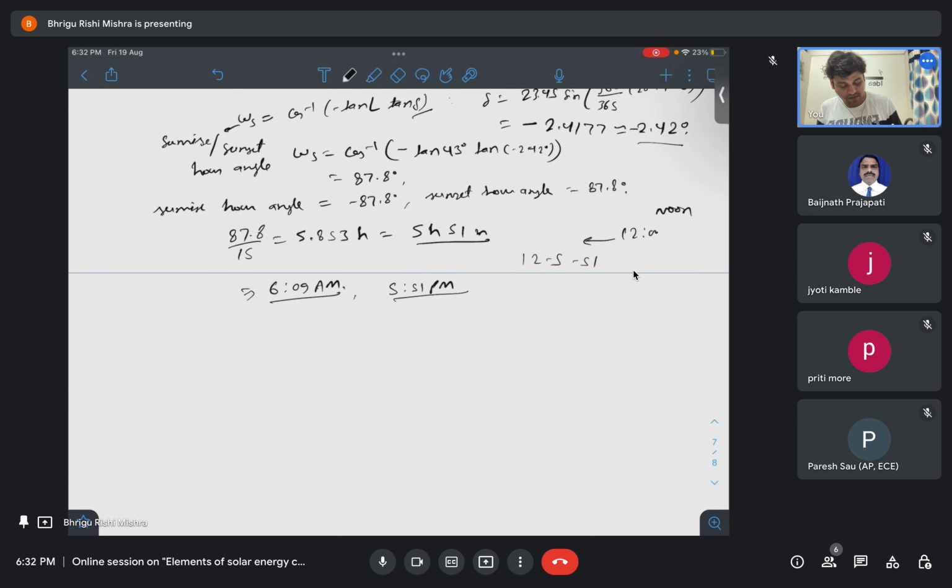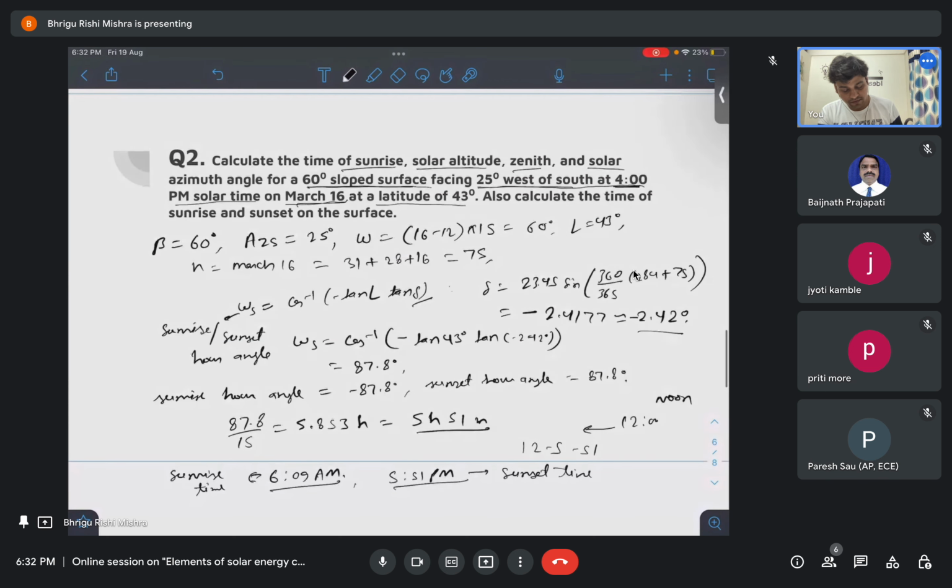This is the sunset time, and this one is the sunrise time. Okay, so this way we can calculate sunrise and sunset time. What else do we need to calculate? The solar altitude, zenith, and solar azimuth angle.